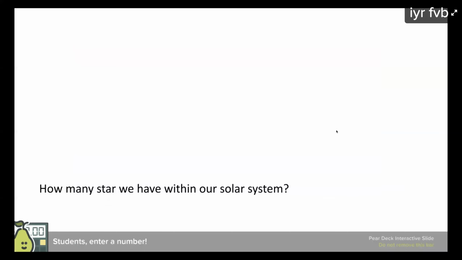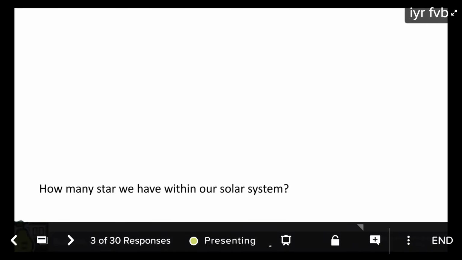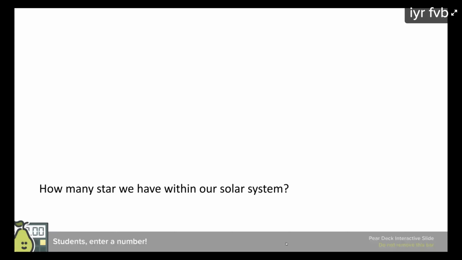So this is another question for you. How many stars do we have within our solar system? You have to put a number, right? You just read the question, and on your screen there is a button that you can click and answer. Just put a number. Once you have entered the numbers, we will look at the responses. How many stars do we have within our solar system?